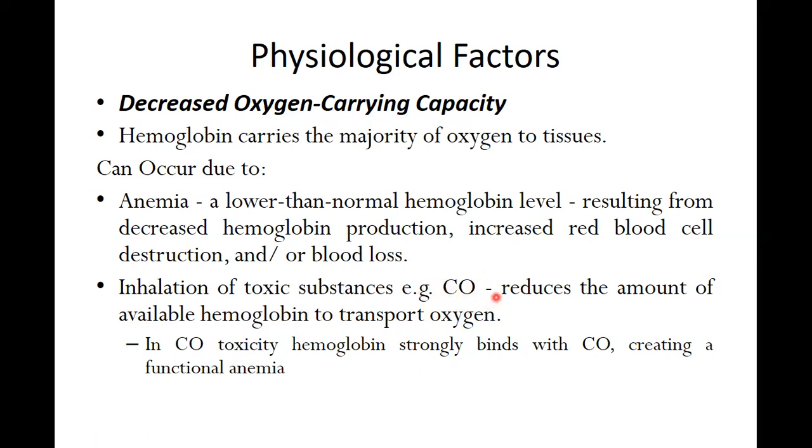Remember, hemoglobin is a tetramer. It has 4 binding sites. And so the carbon monoxide will occupy those binding sites and oxygen will not be able to bind there. So the transportation of oxygen will be impaired. So in carbon monoxide toxicity, hemoglobin strongly binds with the carbon monoxide, creating a functional anemia. Hemoglobin is there except it is saturated with carbon monoxide.